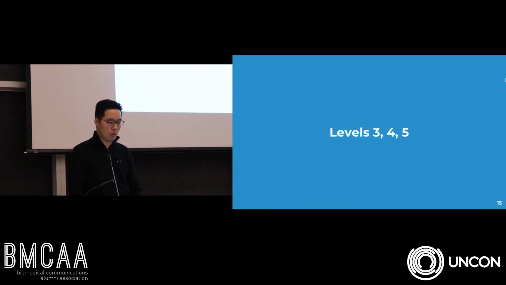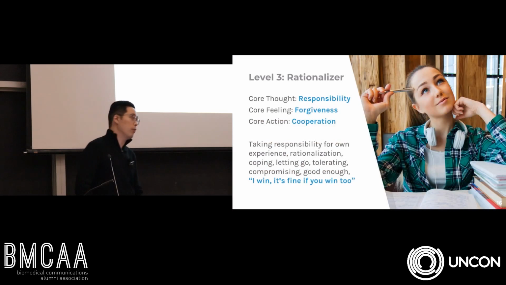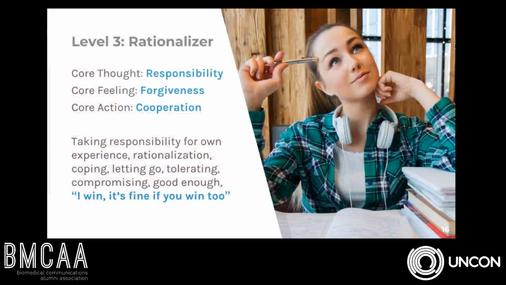Let's talk about some more effective ways of viewing the world potentially, and talk about the anabolic levels starting with level 3. So this is the first anabolic level we've got. The core thought here is taking responsibility for your own experience, leading to a feeling of forgiveness and an action of cooperation. The overall experience at level 3 is, again, taking responsibility for what's showing up in your life.